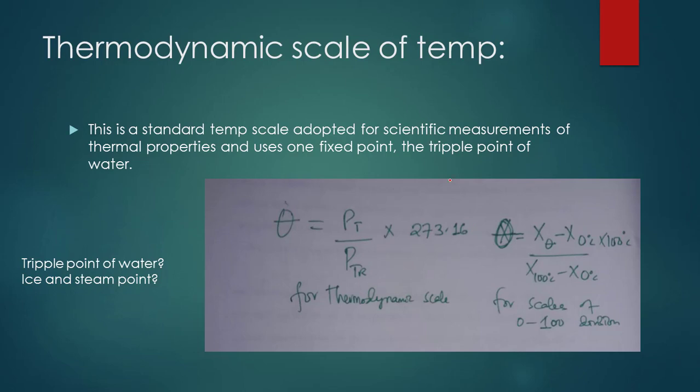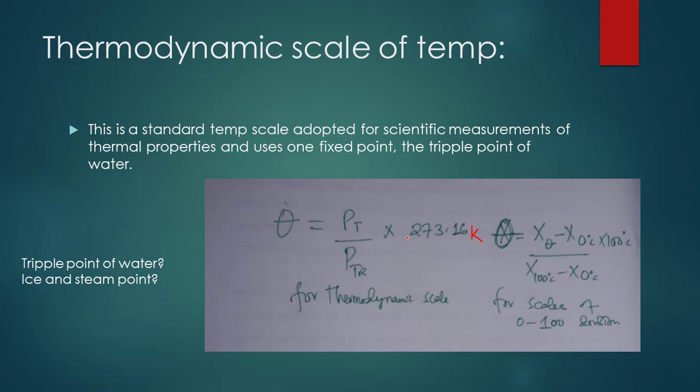And the formula is such that if we want to know the temperature of a particular substance, we take the pressure at that temperature which we are measuring, then divide by the pressure at the triple point of water. The same thermometer, the pressure it reads at the temperature we are measuring, divided by the pressure it reads at the triple point of water. Then we multiply by 273.16, and we get the answer in Kelvin. So the answer here is in Kelvin. So this is the standard temperature scale.